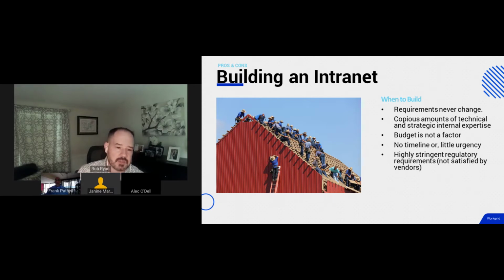But of course, an intranet is not a barn. So in short, you should build when your requirements are never going to change. That's quite rare. There's copious amounts of technical and strategic expertise readily available. Certainly plenty of budget goes along with this to refine the platform in-house. Little time and urgency, because this will take quite a bit of time to stand up.